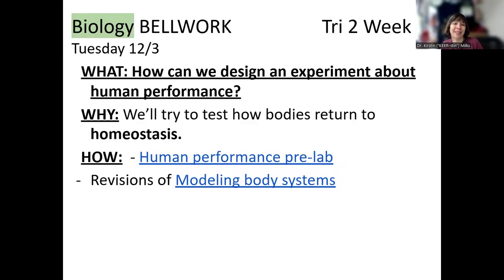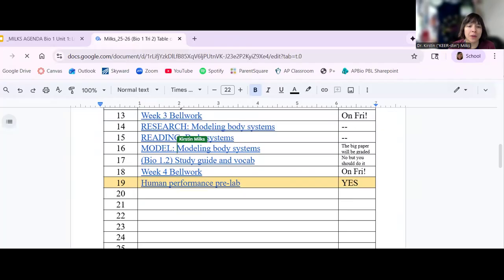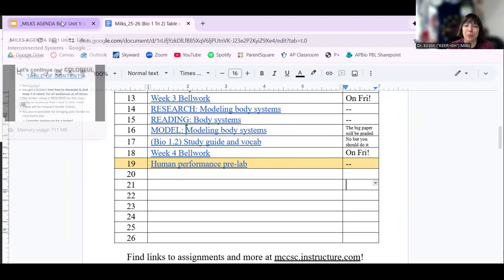So today we're going to design an experiment about human performance. We started class today with a pre-lab. There's some notes to take, which I'll share with you here. And then people did a quick revisions check on their modeling body systems assignment. We have a new table of contents entry for you today: the human performance pre-lab. And we are not going to turn it in. You're going to use it pretty well, but we are not going to turn it in. I've changed my mind about that from first period. Once you have it in your hands, you're ready to do this next part.